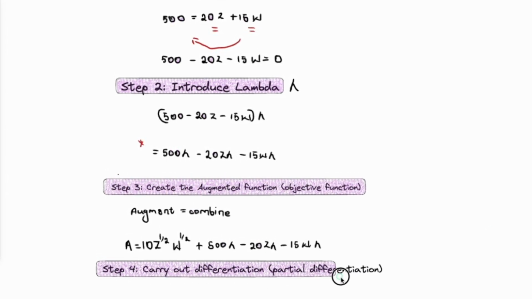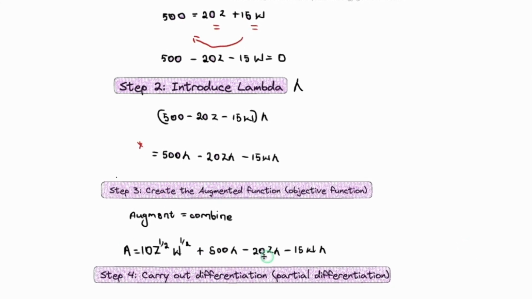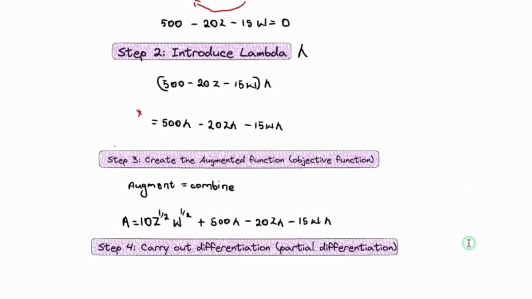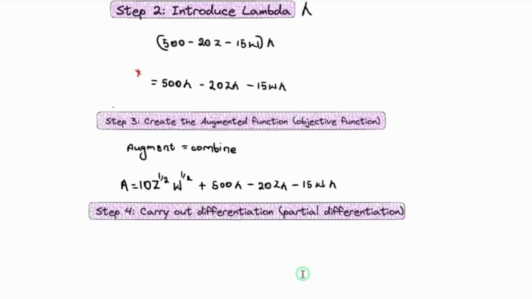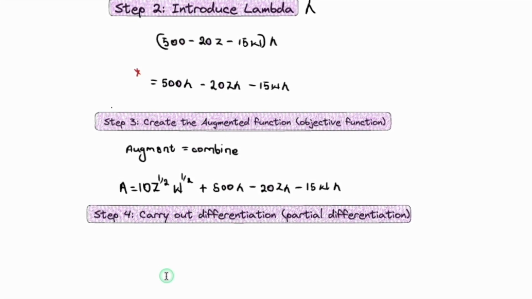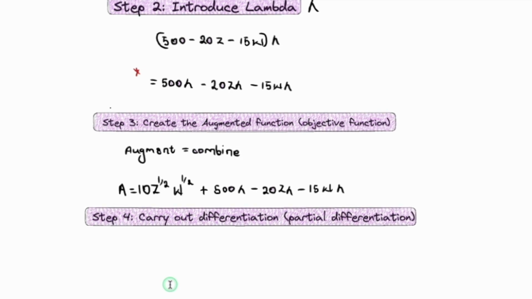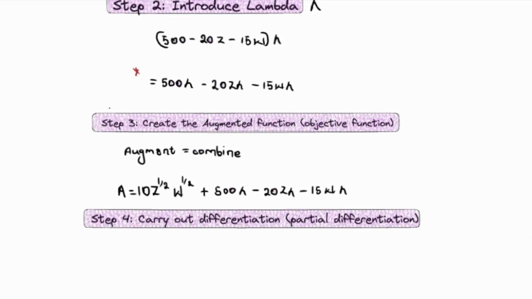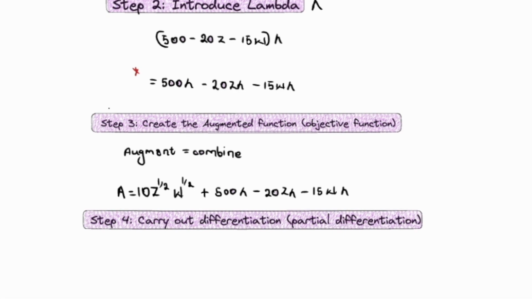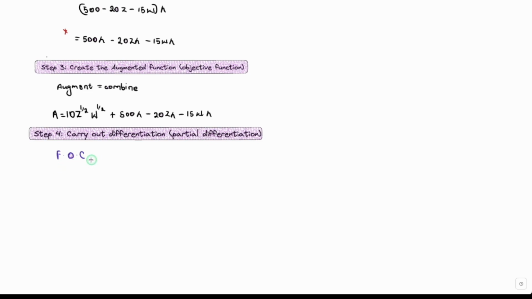Partial differentiation because we're dealing with a function that has multiple unknowns. Partial differentiation means you need to differentiate the equation several times, or rather with respect to each unknown. And since we're differentiating the first time, this is normally described as the first order condition, FOC. So under the first order condition, we differentiate with respect to each unknown, that is z, w, and lambda.